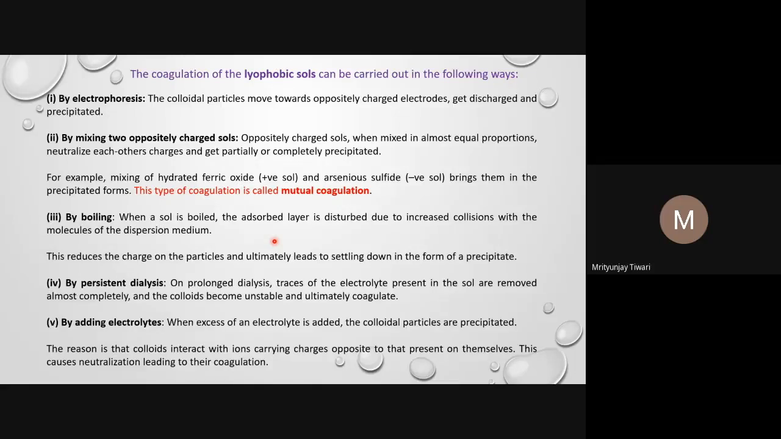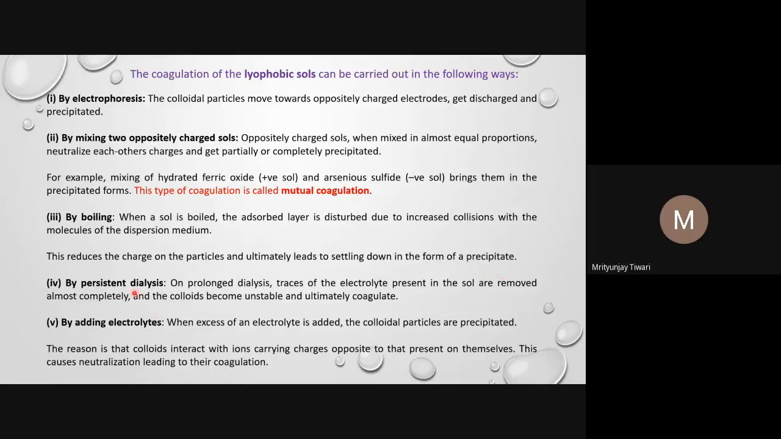Once you start heating the colloidal solution, the particles of the dispersion medium absorb energy and their kinetic energy increases. Thus the frequency and energy of collision increase. What will happen? The adsorbed layer will be disturbed and kicked out from there, and thus the charge on the particles will be destroyed. Because of that, they ultimately aggregate, settle down, and form a precipitate.